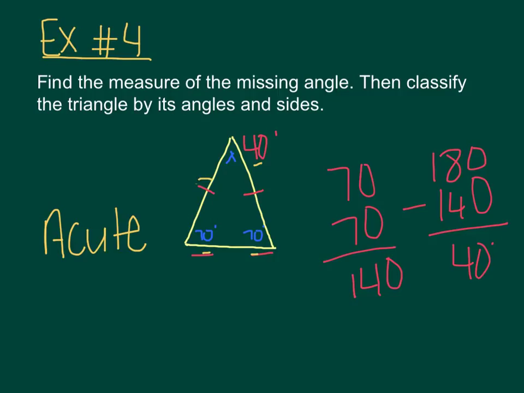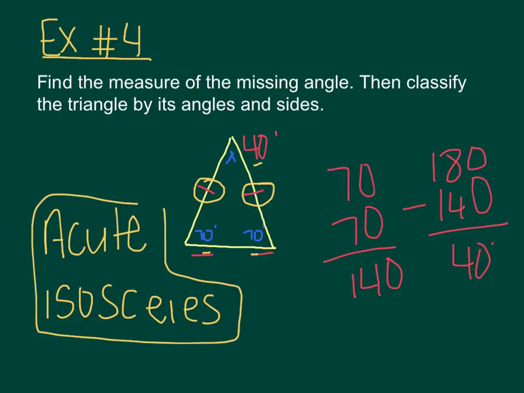Also, I see tick marks on 2 of the sides. That means those 2 sides are congruent. So that means this is an isosceles triangle. So we have an acute isosceles triangle with a missing angle of 40 degrees.